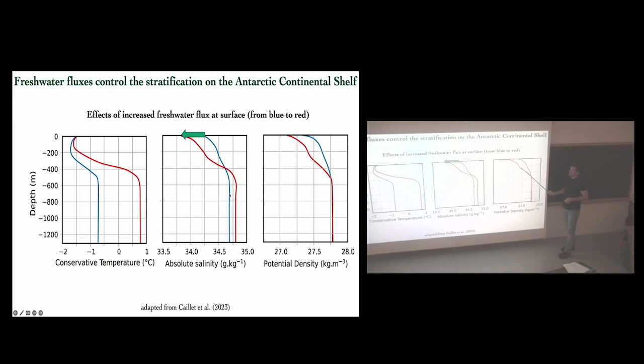The red is when you add fresh water, so obviously it becomes less salty at the surface, less dense, and this prevents convection. So it means that you have more stratification, so it's saltier at depth and warmer at depth. And in this case, just the fact of adding fresh water at the surface is able to warm the deep ocean by almost 2 degrees. So it's very important for the ice shelves and so on to have correct freshwater fluxes at the surface.